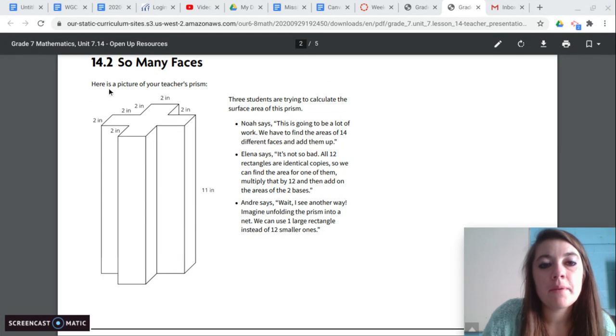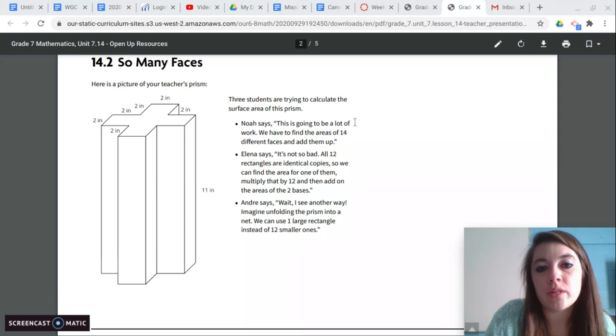So here's a picture of a prism. So we have this crazy looking prism here. It's got this cross-shaped base, both top and bottom, and then it's got its rectangular sides. So 3 students are trying to calculate the surface area of this prism.